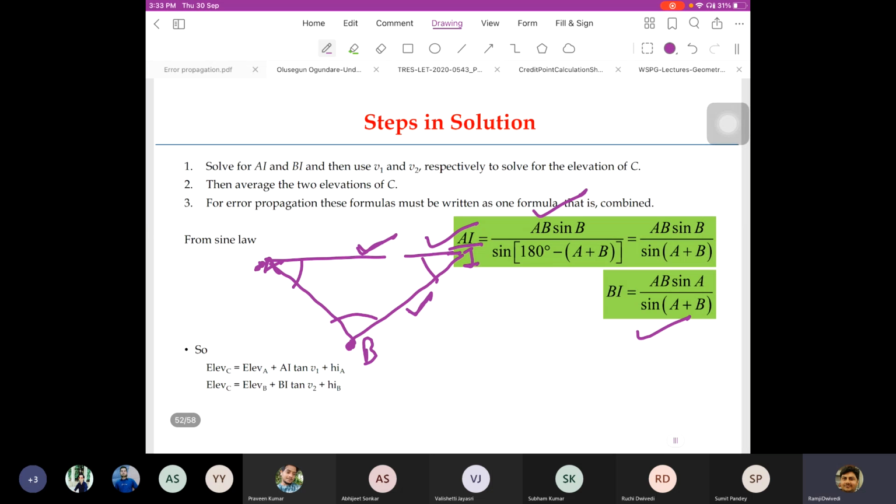And the moment you have AI and BI, you can write HC as obviously AI tan alpha 1, HC equals BI tan alpha 2, or V1, V2, whatever vertical angles you have been using. Okay.